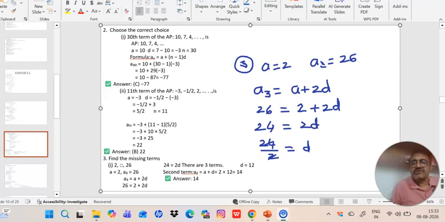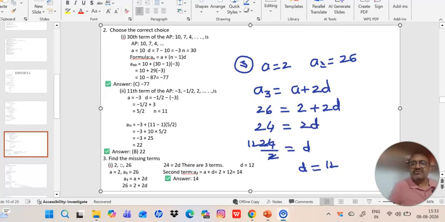So D is equal to 12. D is equal to 12. Now what is the missing term? So missing term is which one? Second one, A2.